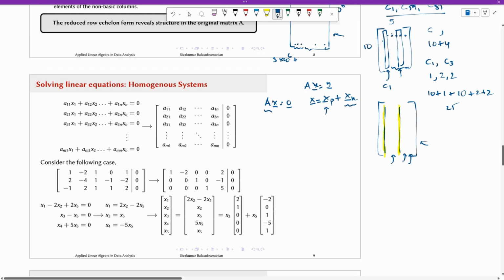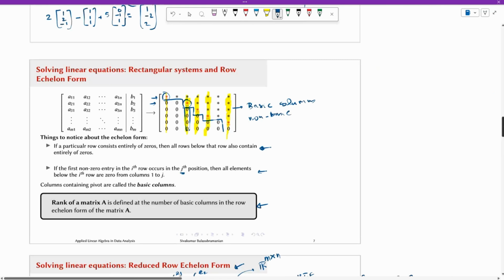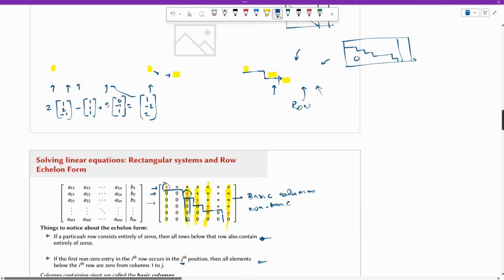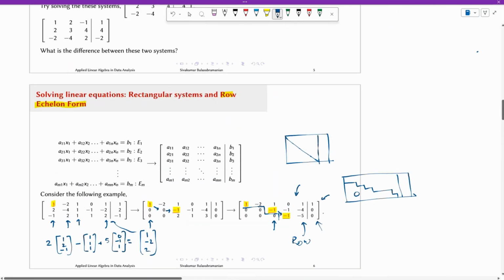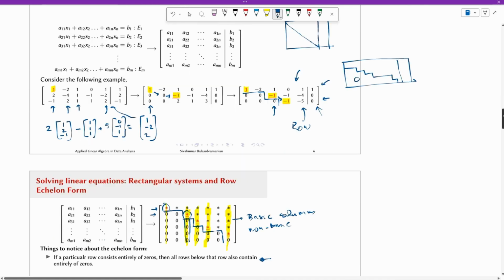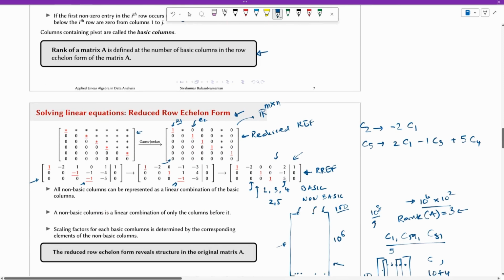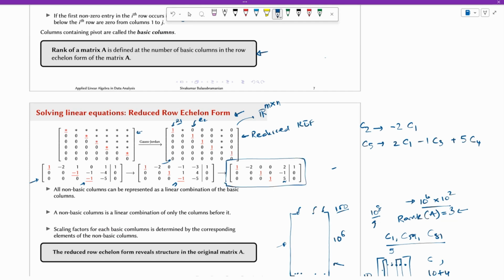So to do that, let's say we try and solve the homogeneous solution. Okay, so we start with the previous example we had. And we got it to, well, this is the row echelon form. When we did the reduced row echelon form, we got it to this. This is the reduced row echelon form.